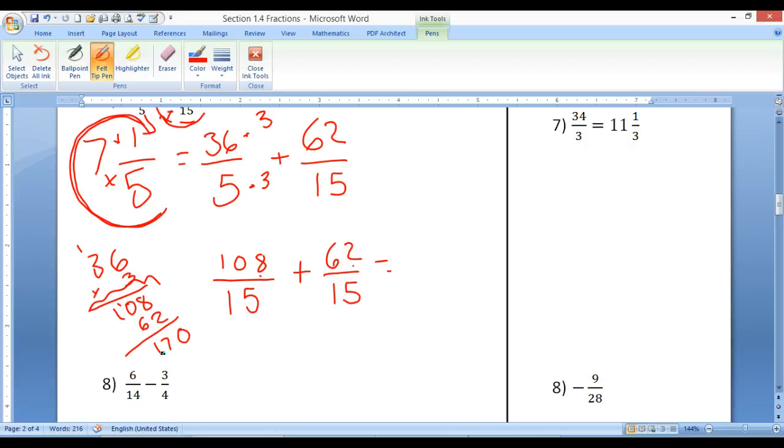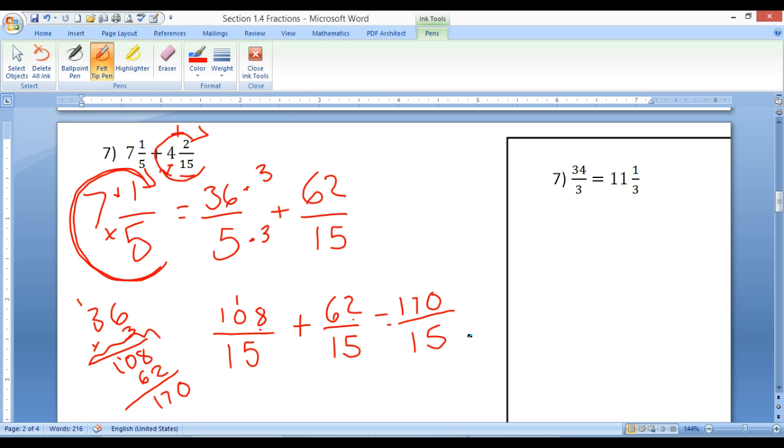So we get 8 plus 2 is 10. Carry the 1. 1 plus 0 plus 6 is 7. And 1 plus nothing is 1. And then we have the bottom. Keep that as 15. And now I have 170 over 15. Quickly, I do notice that these end with 0 and 5. That means these are both divisible by 5. So I'm going to hurry and do that to simplify it.